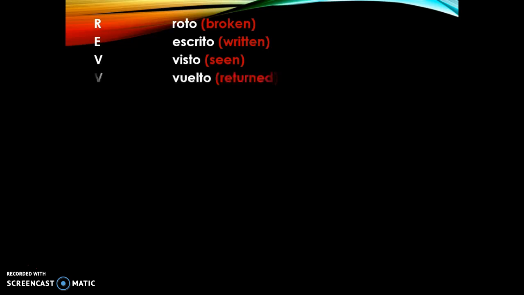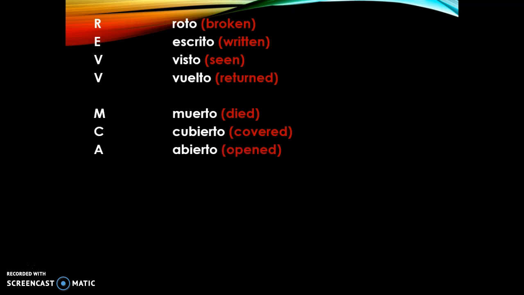The R, the irregular form of it would be roto, which means broken. The E, escrito, written. The V, visto, seen. The other V, vuelto, returned. The M, muerto, which means died. The C, cubierto, which means covered. The A, abierto, which means opened. The F, frito, which means fried.